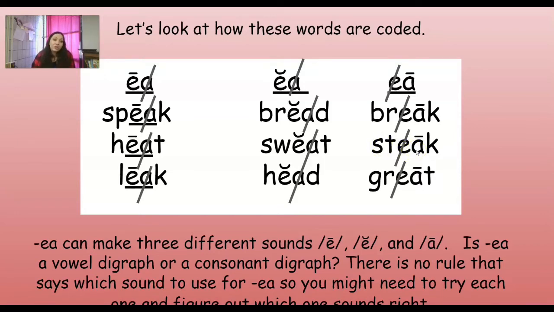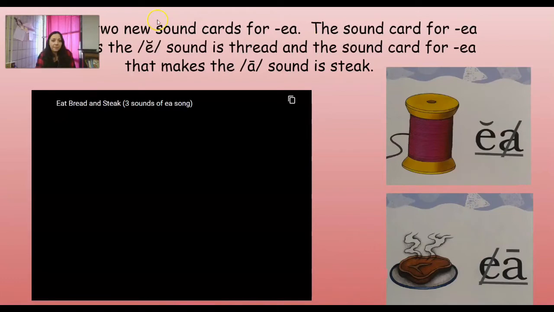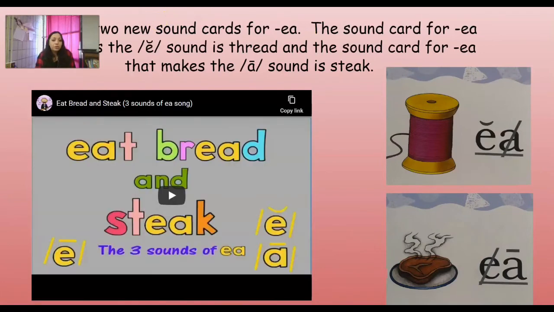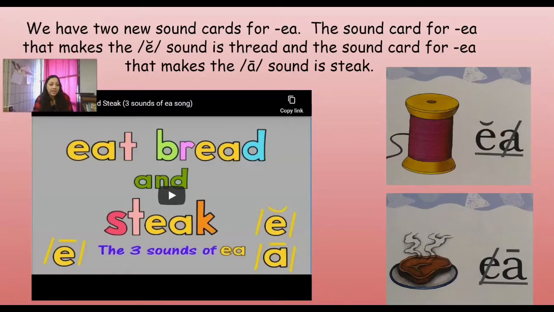So EA is kind of tricky. We might have to sound it out a couple times. And sometimes you might have to read what's around it to figure out which one makes sense, okay? But it has 3 sounds. So it's pretty tricky. So we have 2 new sound cards for EA, okay?